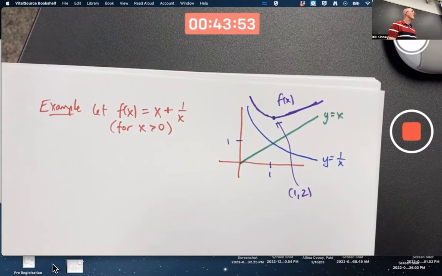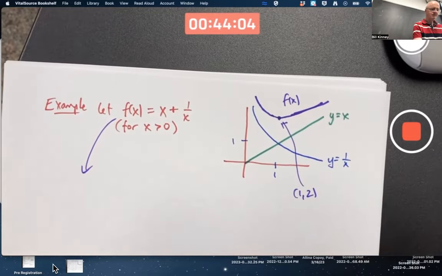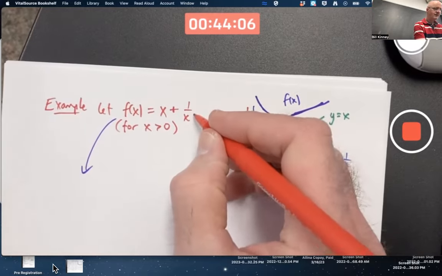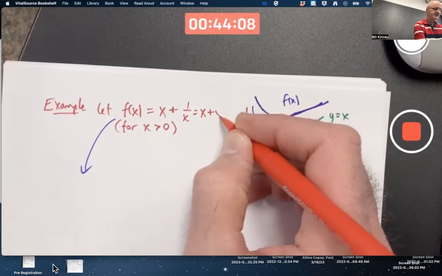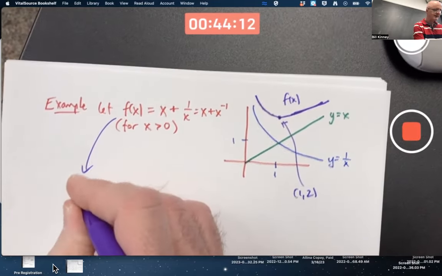Can we confirm with calculus that that was what the graph of f of x looks like? Yes, we can. How? Take the derivative. This can be written as x plus x to the negative 1. Take the derivative. Find f prime of x.